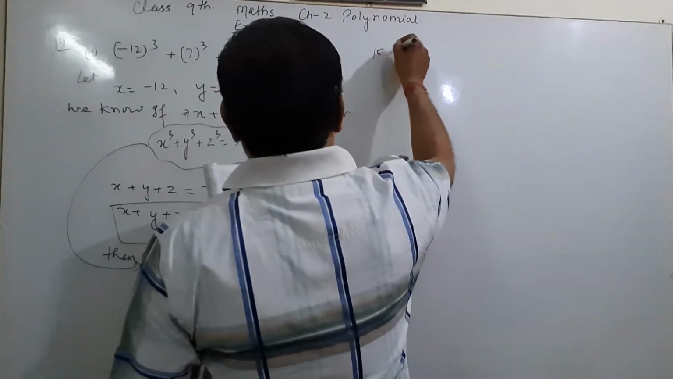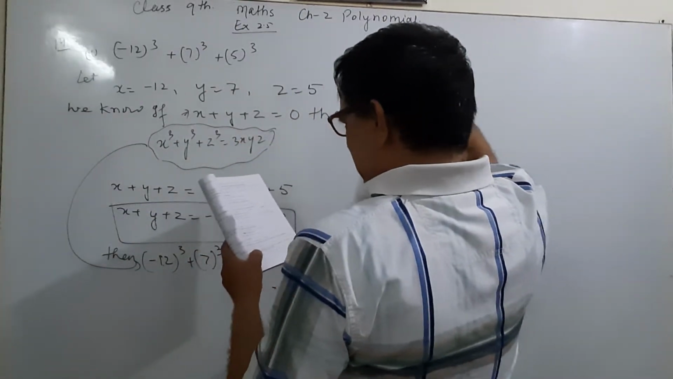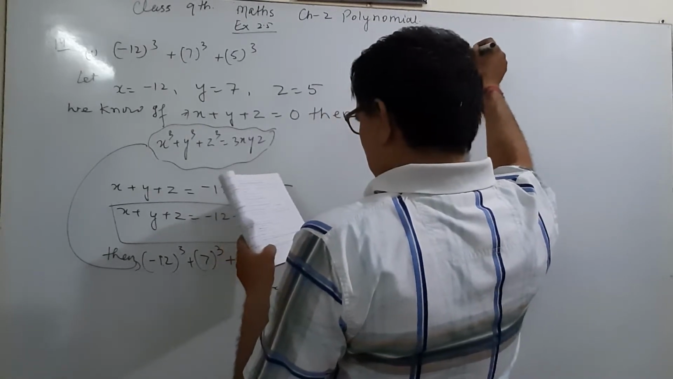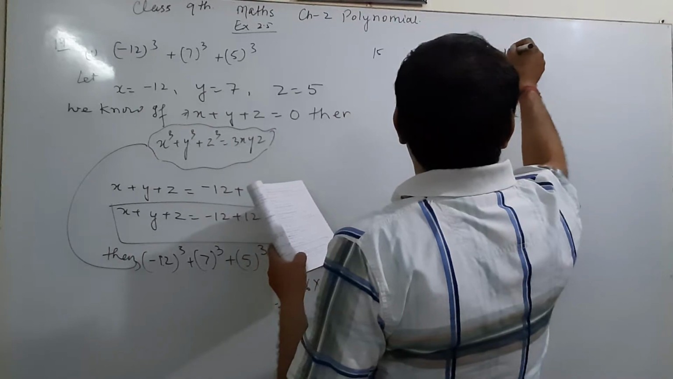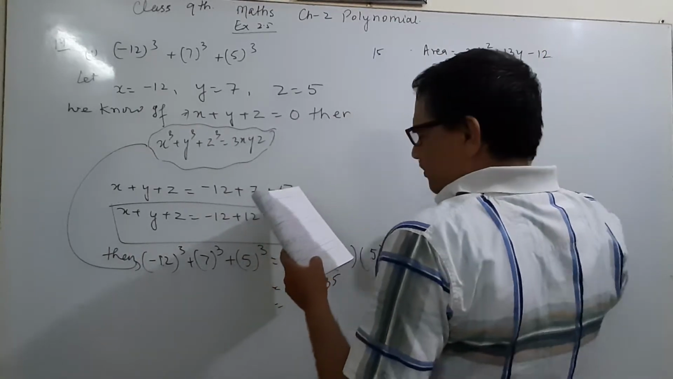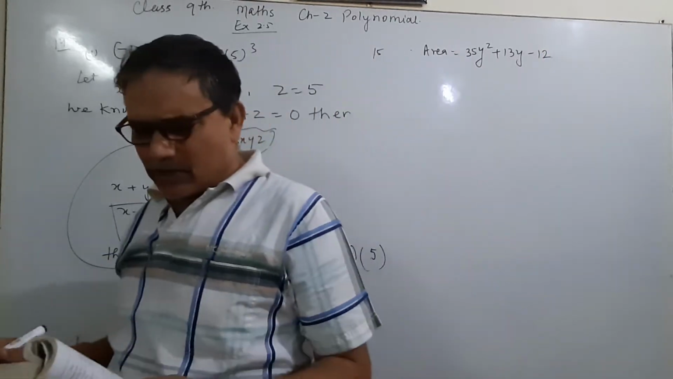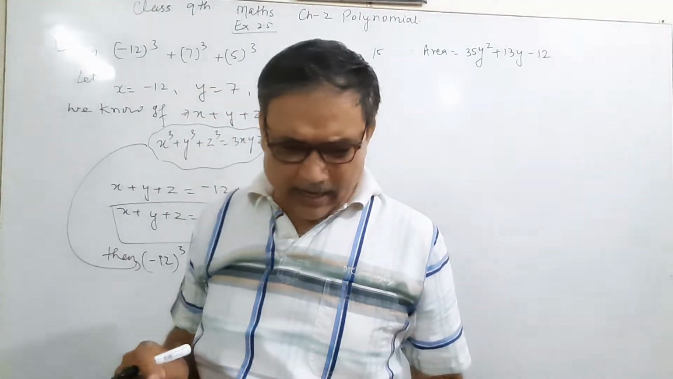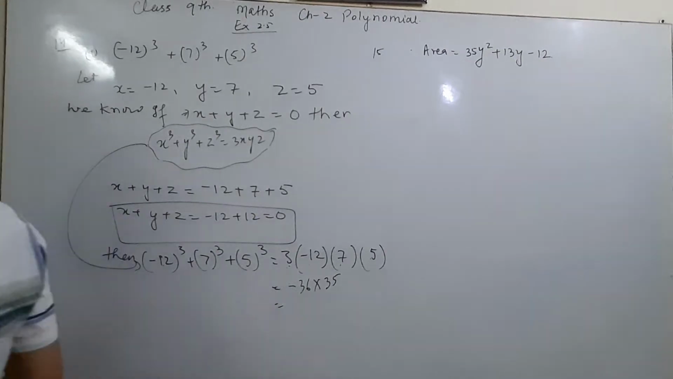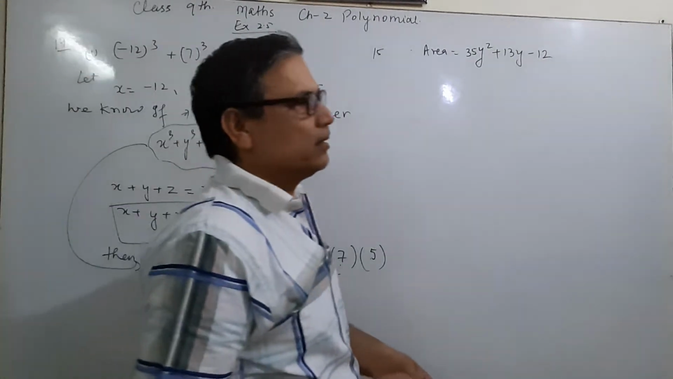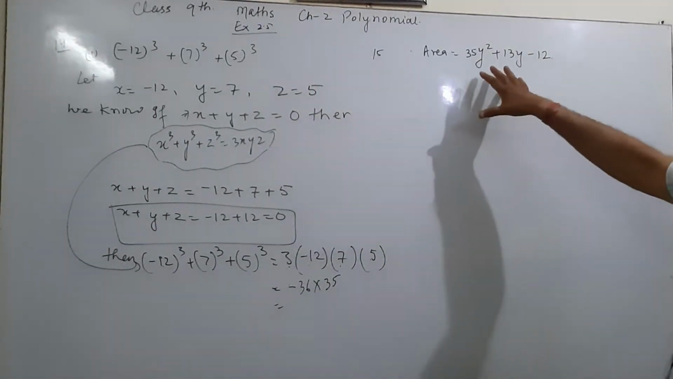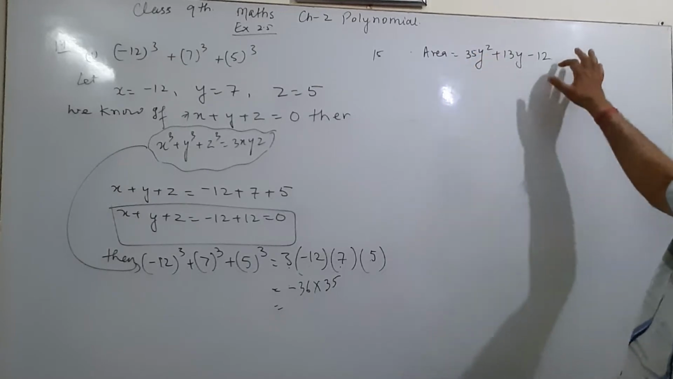Question number 15, second part. Area. Give the possible expressions for the length and breadth of each of the following rectangles in which their area is given. It means we have to find the possible dimensions, possible length and breadth of a rectangle. Here is the area.